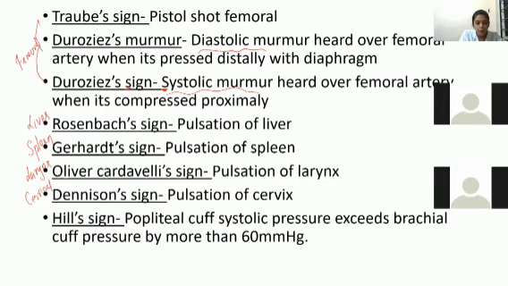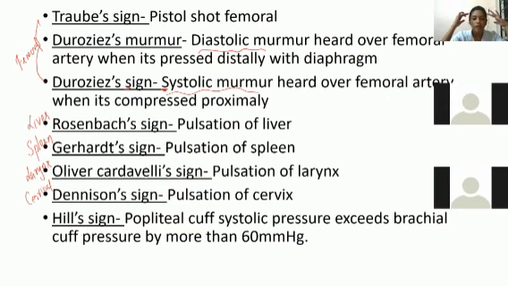Then Hill sign. Hill sign means the popliteal cuff systolic pressure exceeds the brachial cuff pressure by more than 60 mm of Hg. Usually the BP is measured in the brachial area. So if we put the cuff and check the BP in the legs, in the popliteal area also, the popliteal cuff systolic pressure will exceed the brachial cuff pressure. That is about 60 mm of Hg variation. That is known as Hill sign. So this is about the signs.